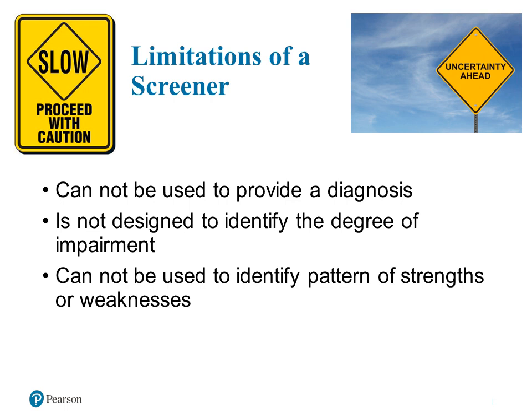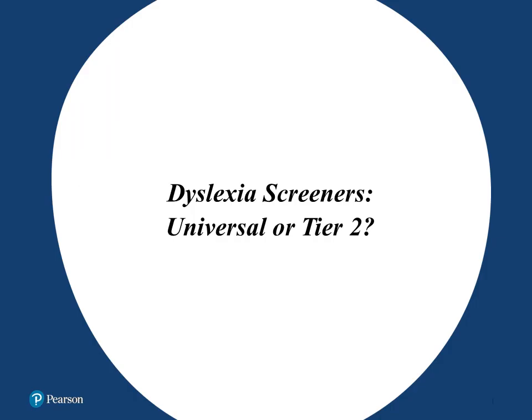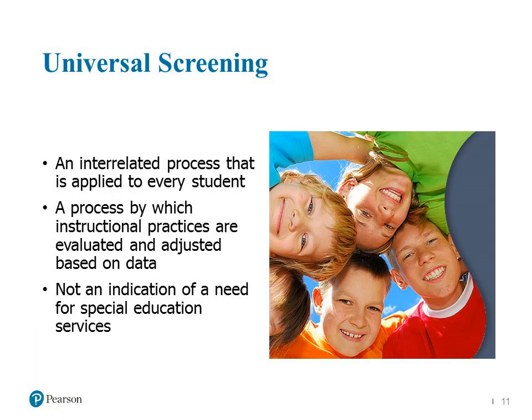We're not looking at that degree of impairment either, and we're really not looking at strengths and weaknesses. We're just looking at areas where there are potential weaknesses that show up, really where we can put into place interventions. And it's important for you to think about it this way: where do dyslexia screeners lie, or where should we implement them? Are they universal, or are they tier 2?